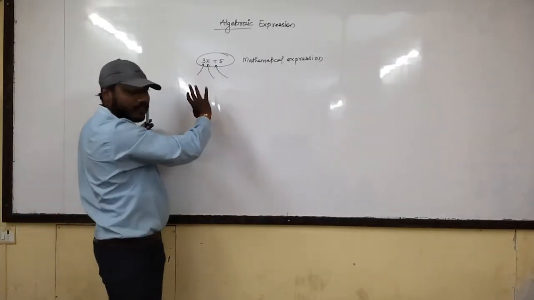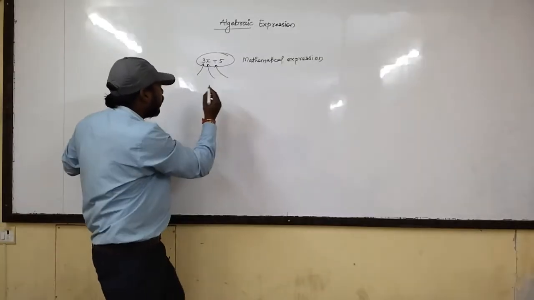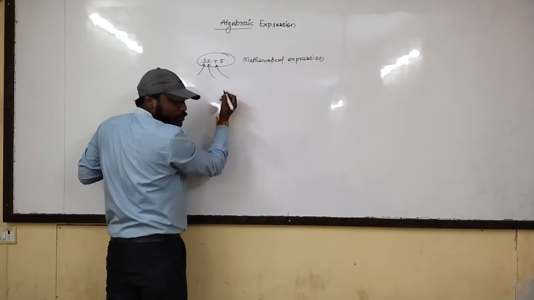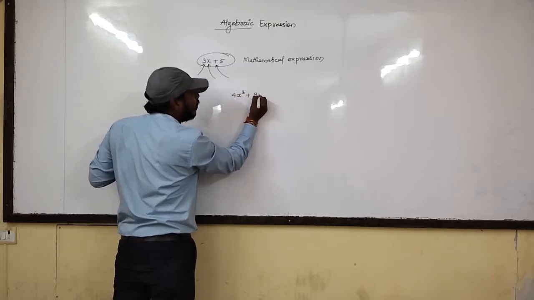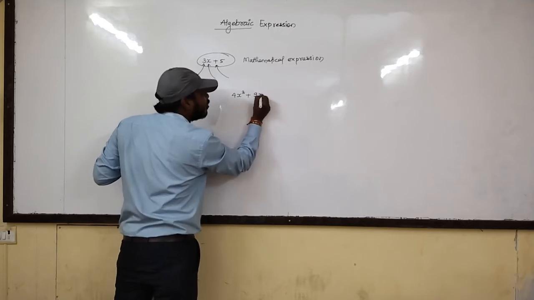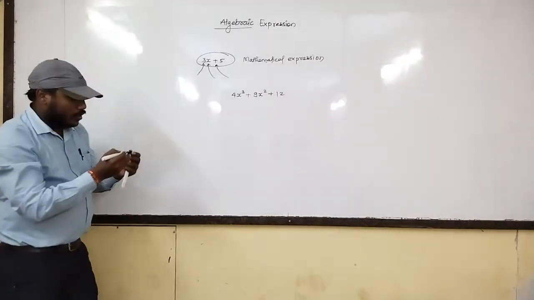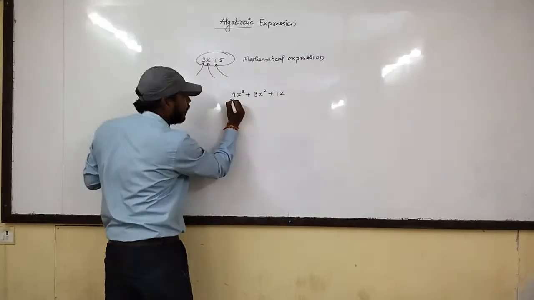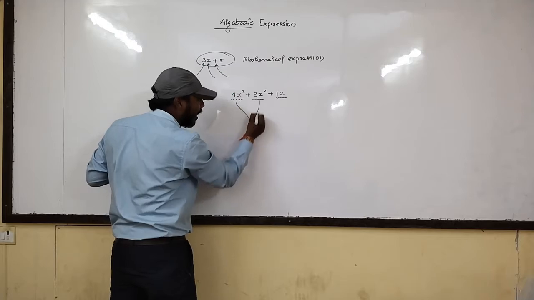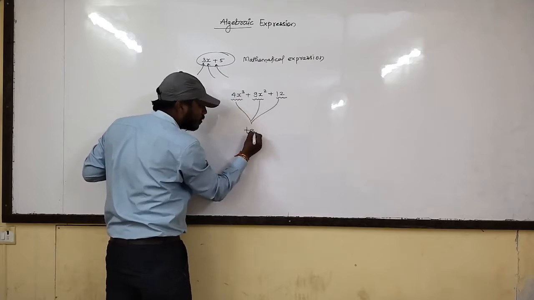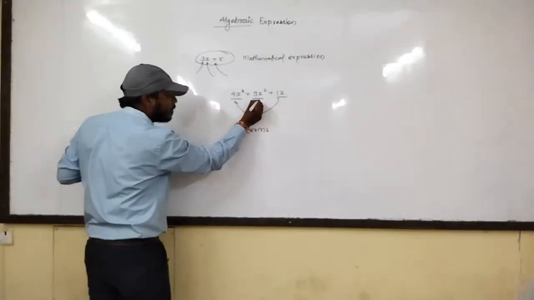When we talk about algebraic expressions, we have different terms. Try to understand. Let's say I'm writing one expression: 4x raised to 3 plus 9x squared plus 12. Each and every part here is known as a term. Understood? Each part represents a term.